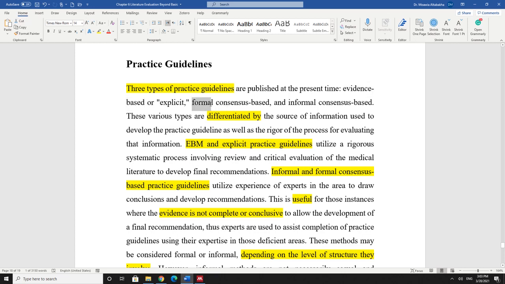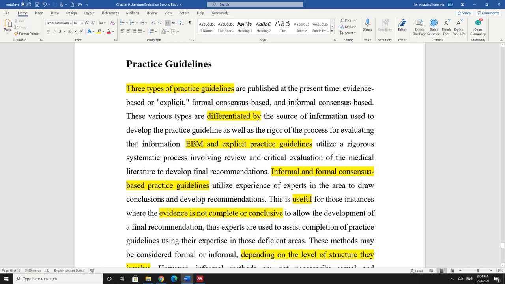So this can be formal. Formal means structured. For example, I contact the experts maybe through a questionnaire. I send them a structured survey in order for them to answer it, and based on that I do the guideline. So there is a formal process. In this formal process there is a predefined method, how I'm going to do it, based on what, how the answers from the surveys should be analyzed, and based on that they will develop the guideline.